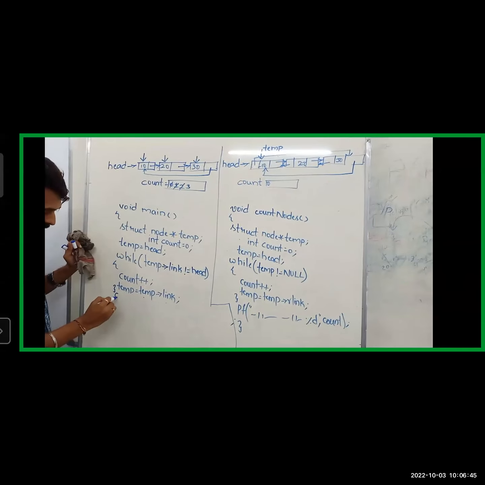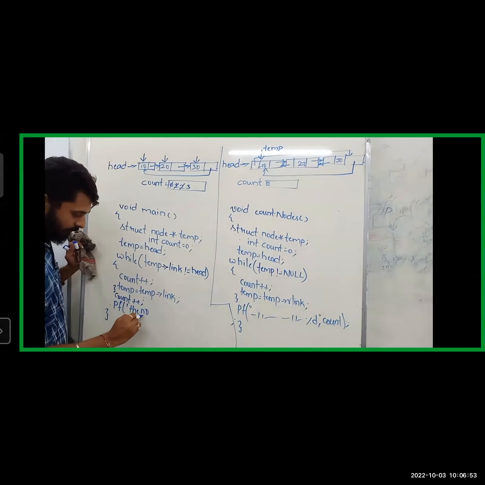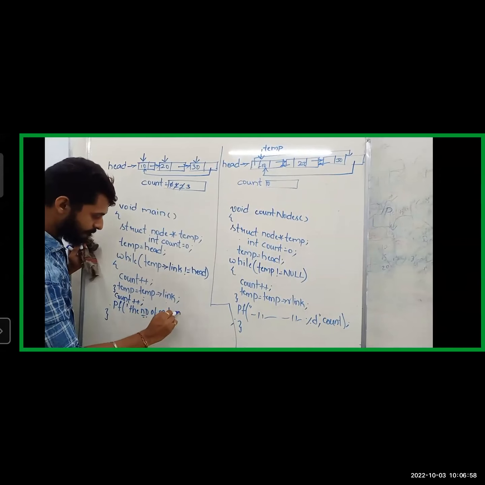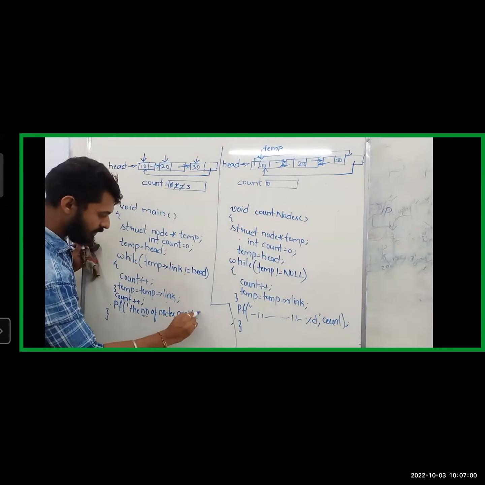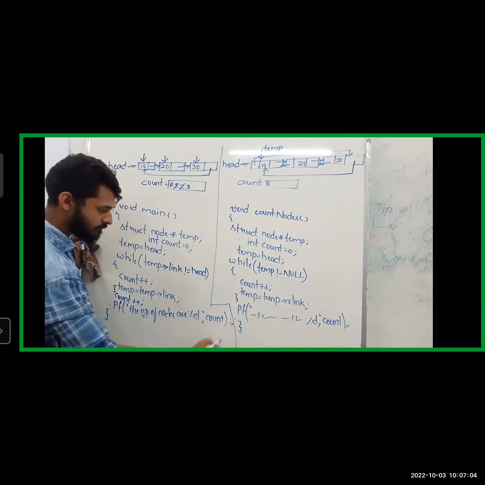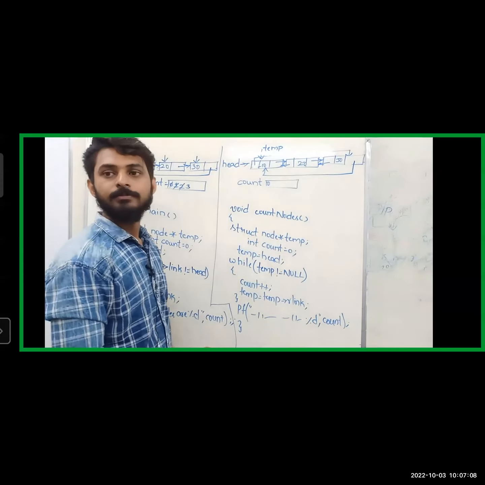Here, first I should write count plus plus, and then printf the number of nodes are percentage d, count. Got it? Yes, sir.